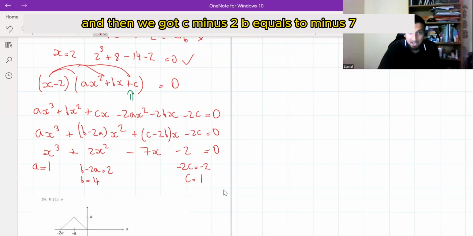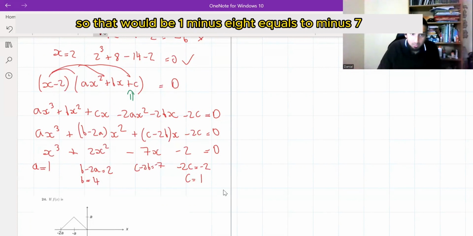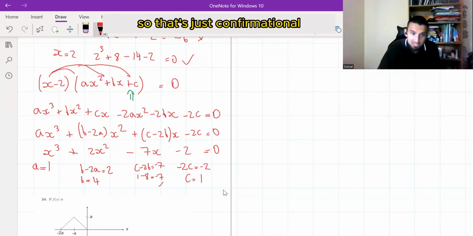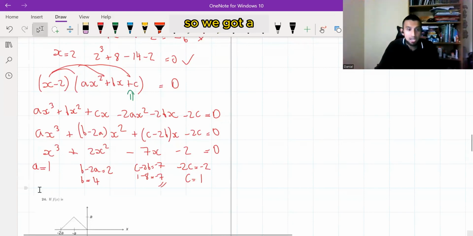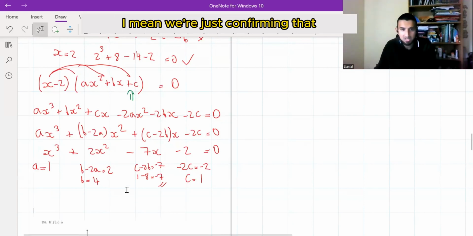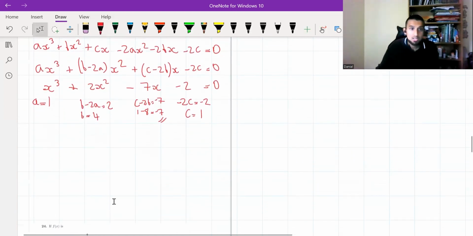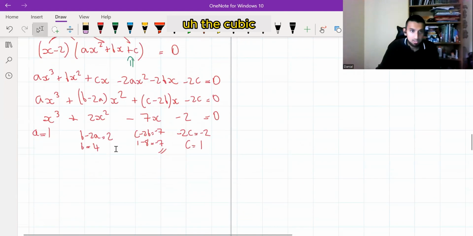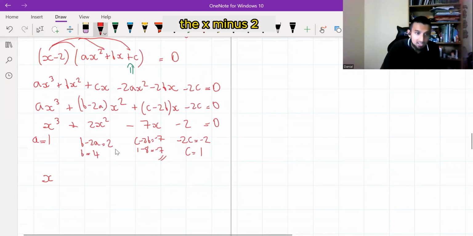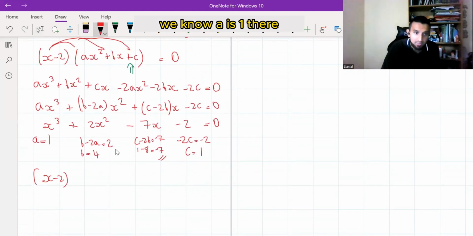And then we got c minus 2b equals minus 7. So that would be 1 minus 8 equals minus 7. So that's just confirmational. When I say confirmational, I mean we haven't found anything new with that, but the fact that it lines up is a good sign. So we've factorized the cubic to be x minus 2, and we know a is 1 there, we know b is 4, and we know c is 1.